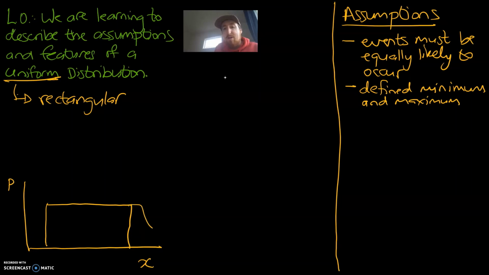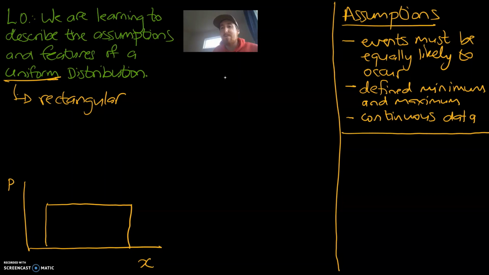Unlike a normal distribution curve, they don't carry on forever. There is a fixed point. There are no values beyond those points. And the last one, similar to normal distribution, we're still looking at continuous models. So your data must be continuous in nature for this model to occur. So just underline that. Those are our assumptions, and those come from the model itself.